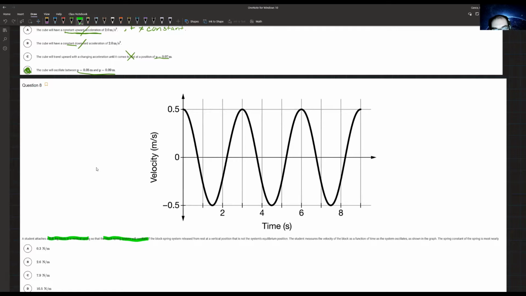We've said this before. They're just telling us that it's going to oscillate. The student measures the velocity of the block as a function of time as the system oscillates, as shown in the graph. Velocity, time. The spring constant of the spring is most nearly, let's see what you guys get. I'll give it about 45 seconds. This one takes a little bit longer.